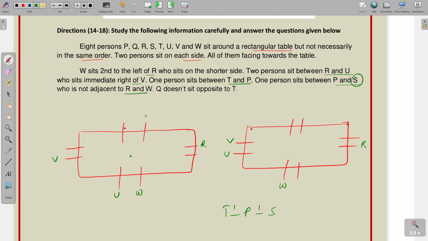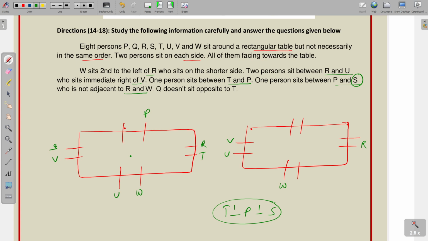S is not coming here, S is not coming here. So if I place S here, between S and P 1 person is there, and between P and T 1 person is there. Okay, this condition is satisfied. And also S is not adjacent to R and W.